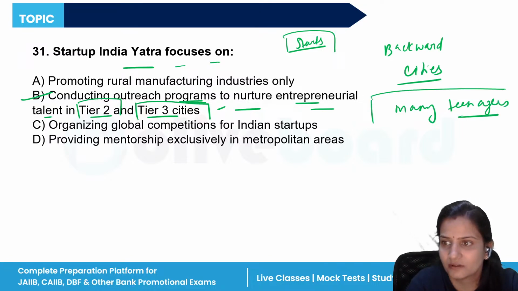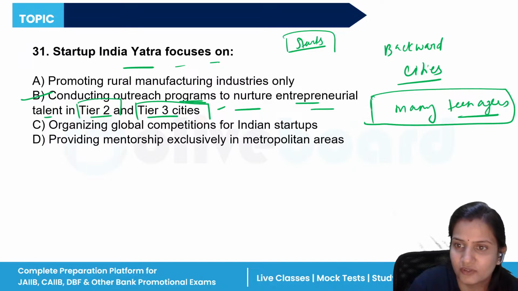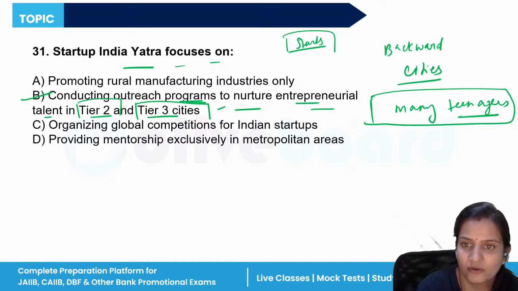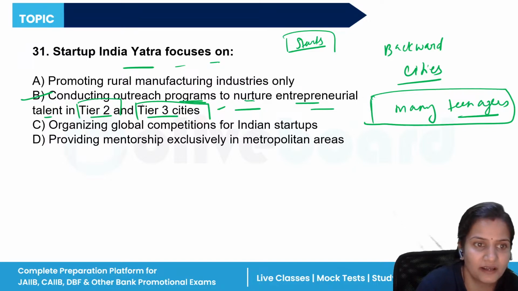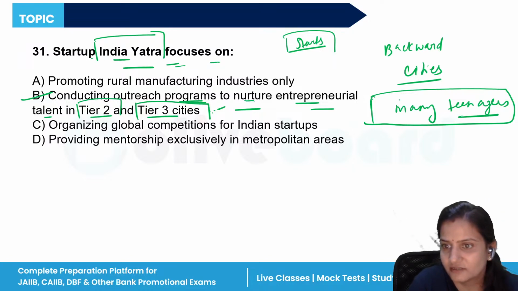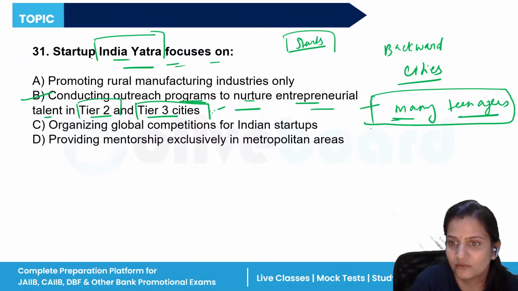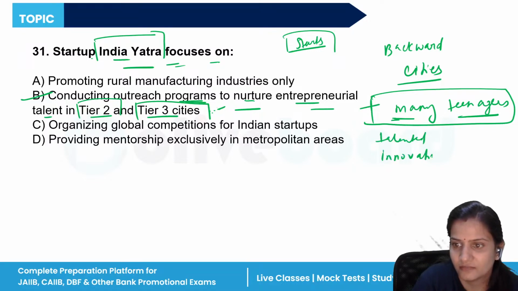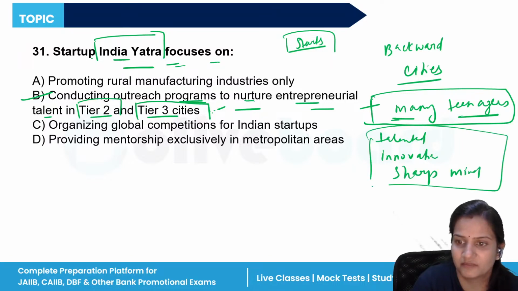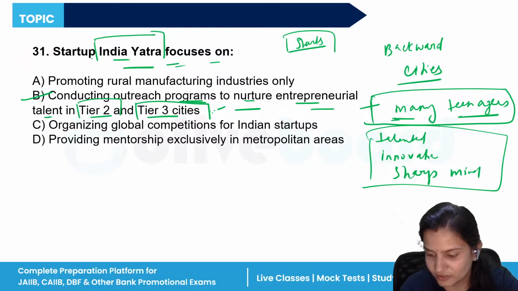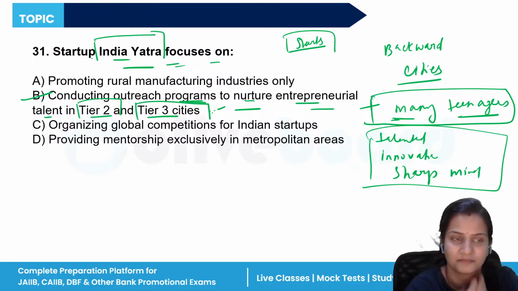So in order to catch that talent, in order to nurture entrepreneurial talent in Tier 2 and Tier 3 cities, Startup India Yatra will pick up those candidates, those students, those teenage boys and girls who are very talented, who can develop innovative ideas, who have a sharp mind, so that they can help in the development and expansion of the country. Clear? So for this, yes, urban and semi-urban areas.